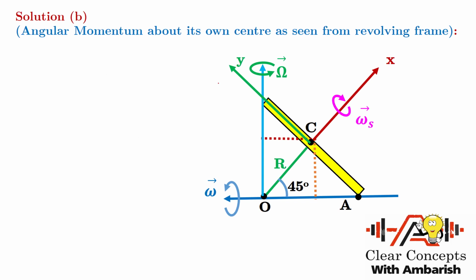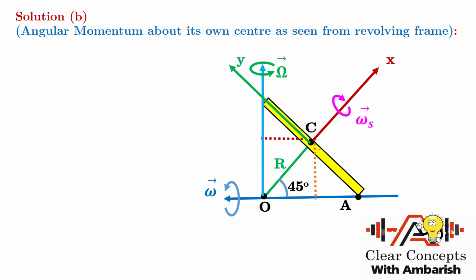Now part B, angular momentum about its own center as seen from the revolving frame. So what do I mean by revolving frame? Suppose you sit on the axis of revolution. In that frame you will only be able to see the disk spinning about a fixed axis, right? You will not see the disk revolving at all, because you yourself are revolving, sitting on this blue line. So this disk only appears to be rotating about a fixed axis.